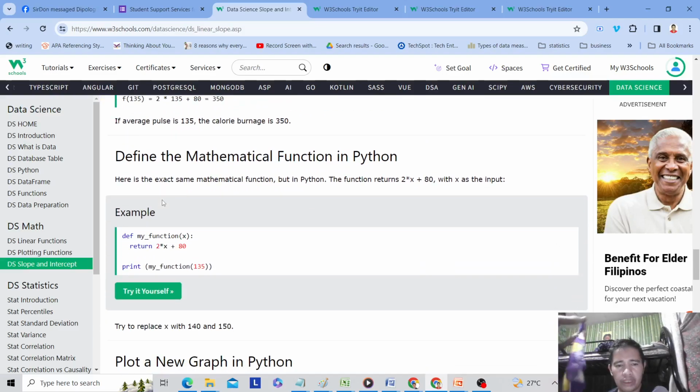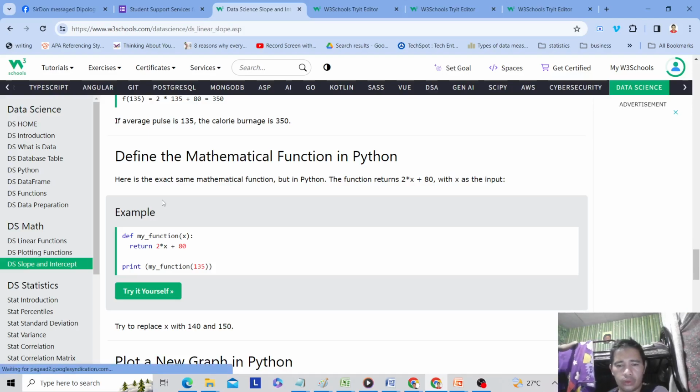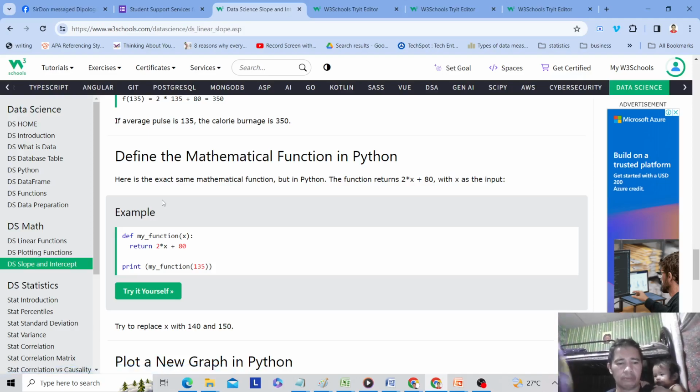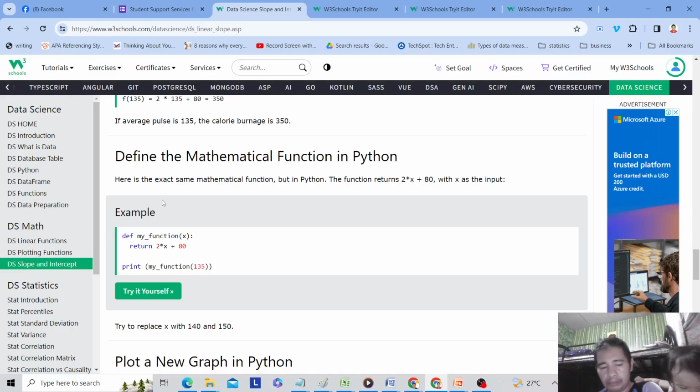Next is define the mathematical function in Python. Here is the same mathematical function but in Python. The function returns 2 times x plus 80, with x as the input. Example: def my_function(x): return 2x plus 80. print(my_function(135)). So try to replace x with 140 and 150.